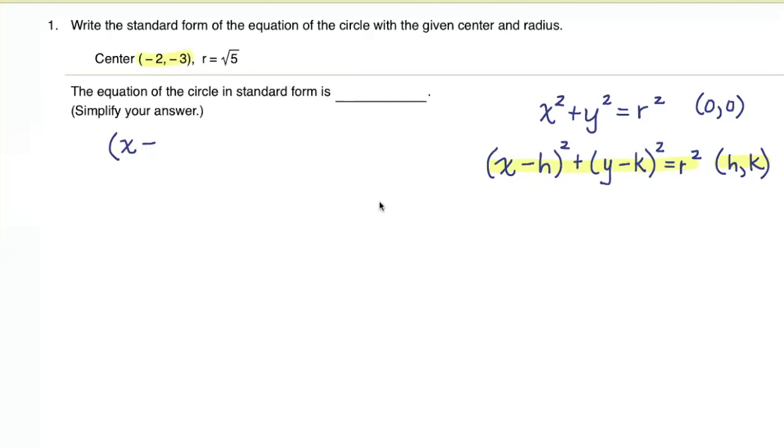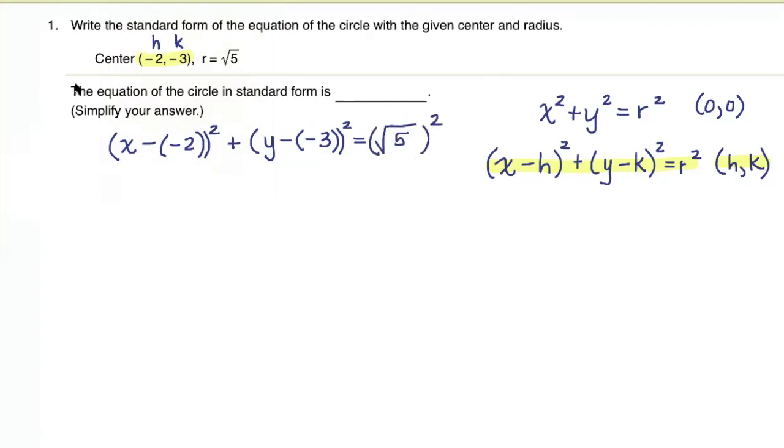I begin the formula, and when I get to the value of h, I substitute the first coordinate of the center. Now, because it's a -2 and there's a subtraction sign, I'm going to be very careful with how I write that. Quantity squared plus. Now the formula continues, y minus, and when I get to the value of k, I'm going to substitute the y coordinate of my center point, which is again a negative number, so I'm going to be careful. Quantity squared equals, and on the other side of the formula, it's equal to the radius squared. So I would substitute the value square root of 5 squared.